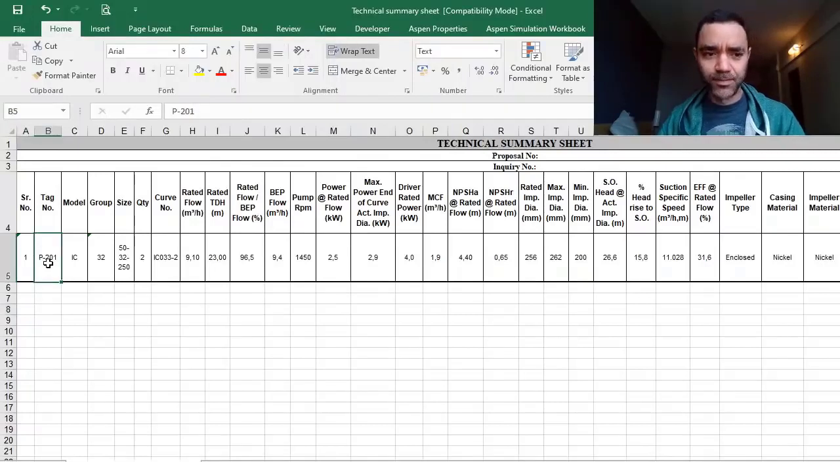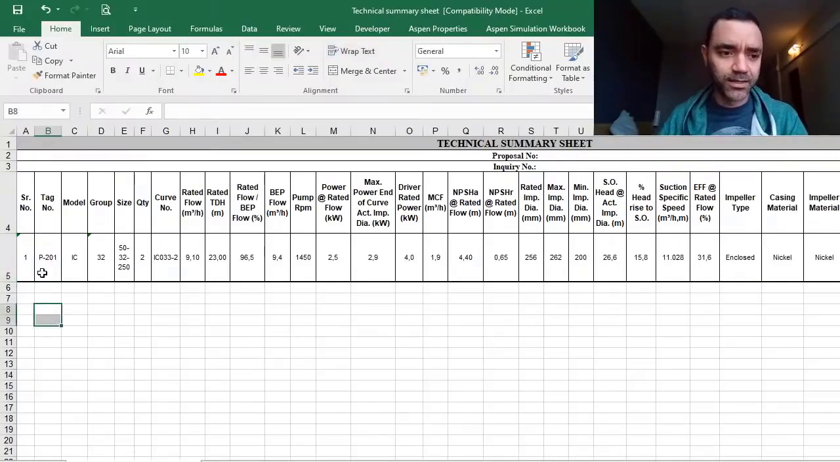I have the tag of the pump. Every time that you develop documentation in the plant design, you will add some kind of identification to your equipment, for your pipes, for your control valves, manual valves, etc. And we have an identification here for the pump.